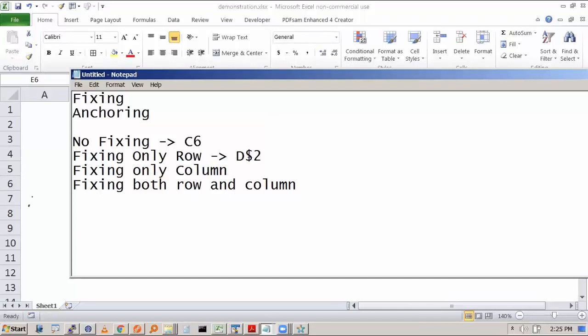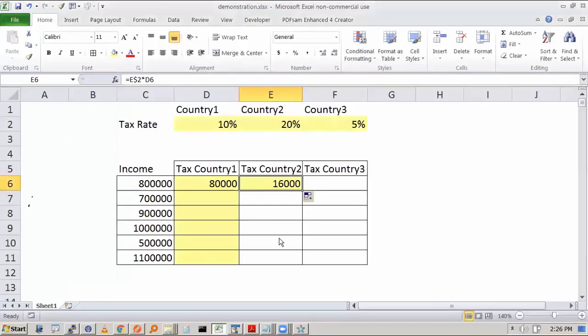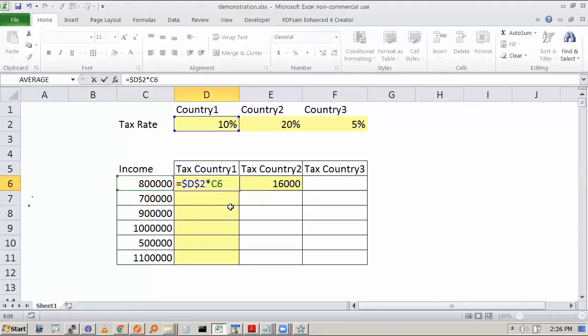Okay. So how did you fix row? By putting dollar before the row number. So how do you fix column? By putting dollar before the column name. Okay. So here if I want to fix, what I will do is I can press dollar like this, or as I said, we can do toggle.